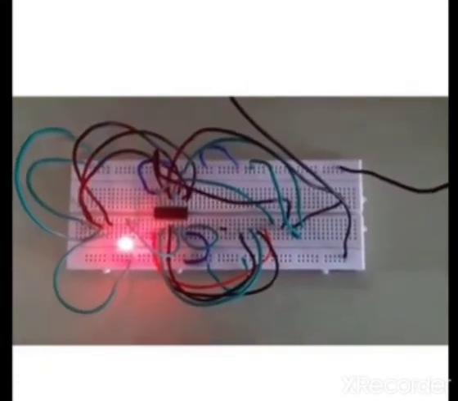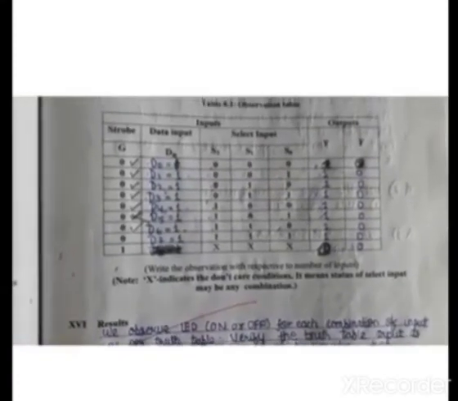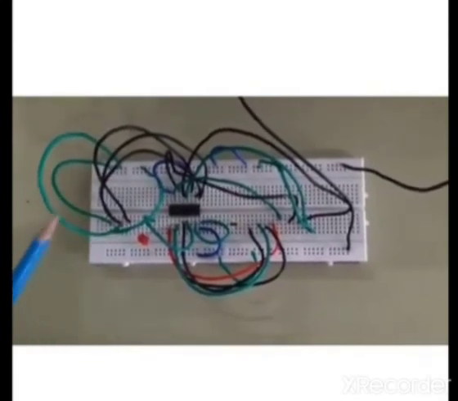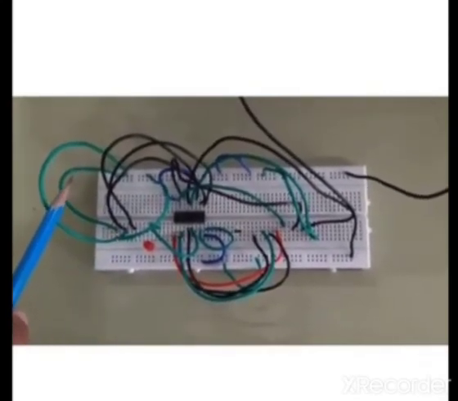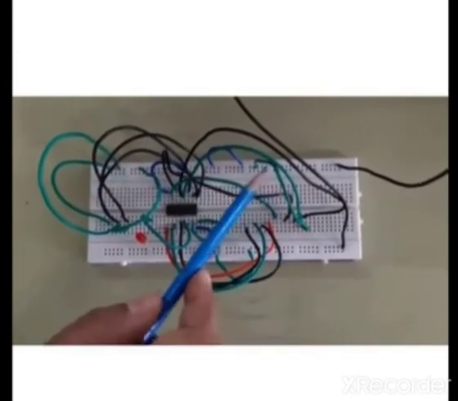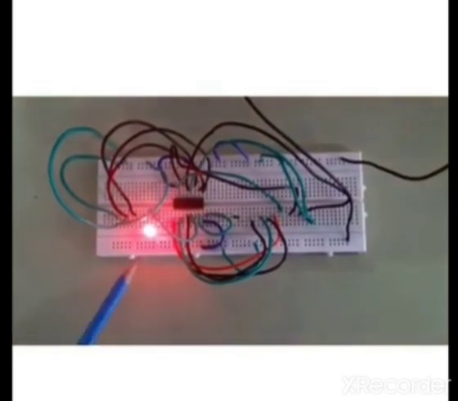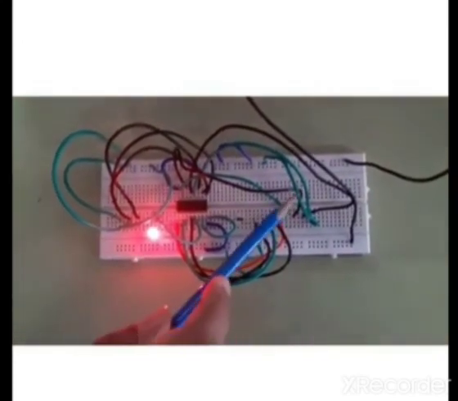Now let's check for the last truth table, D7, where all the select pins are connected to the VCC and your expected output is at logic 1. So these 3 pins are connected to the VCC and D7 pin is connected to the VCC. Now let's see whether you are getting the output or not. So, glowing. I hope you have understood the concept of multiplexer.